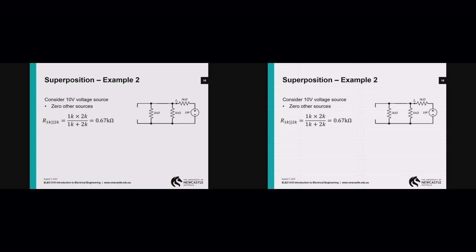All right, so the 1K in parallel with the 2K is just 1 times 2 divided by 1 plus 2, which is 0.67 kilo ohms. The total equivalent resistance is 3 plus that 0.67 kilo ohms. Therefore, I4 will be 10 volts divided by that total equivalent resistance.